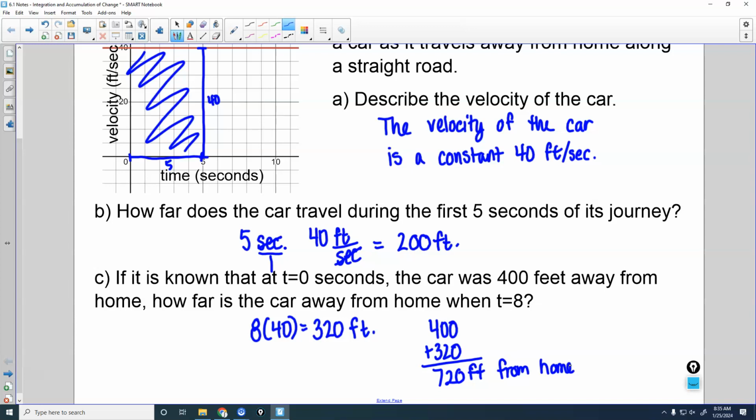I'm pretty sure that this particular question is not going to be on there. However, this exact question with a more complicated graph might be on there. But just the flat line 40 feet per second graph, that's not going to be on there.